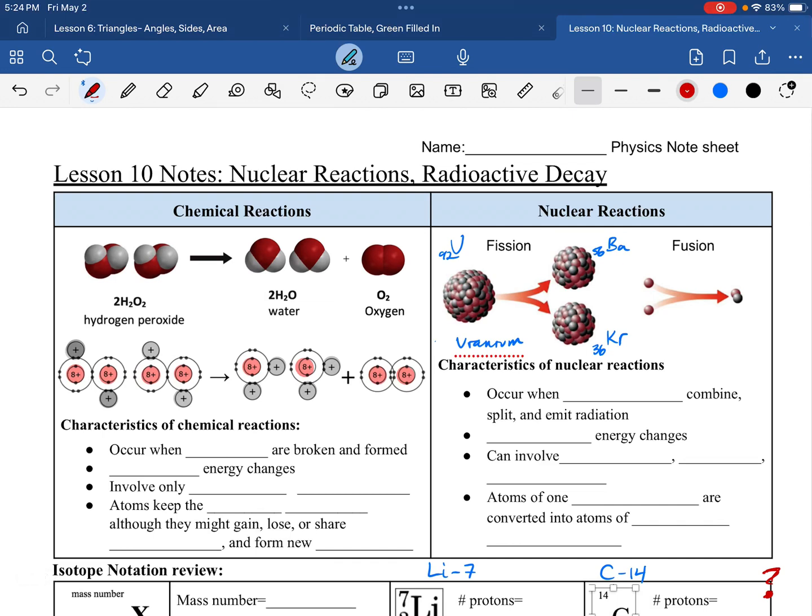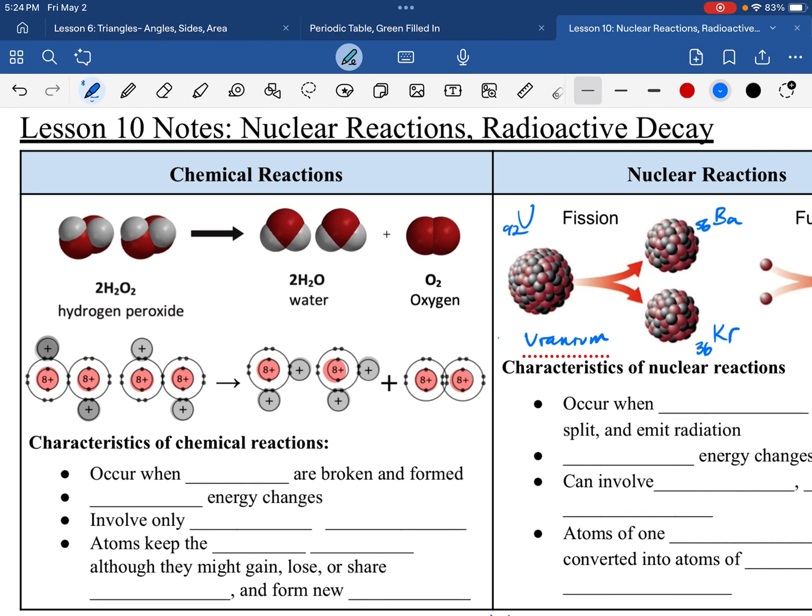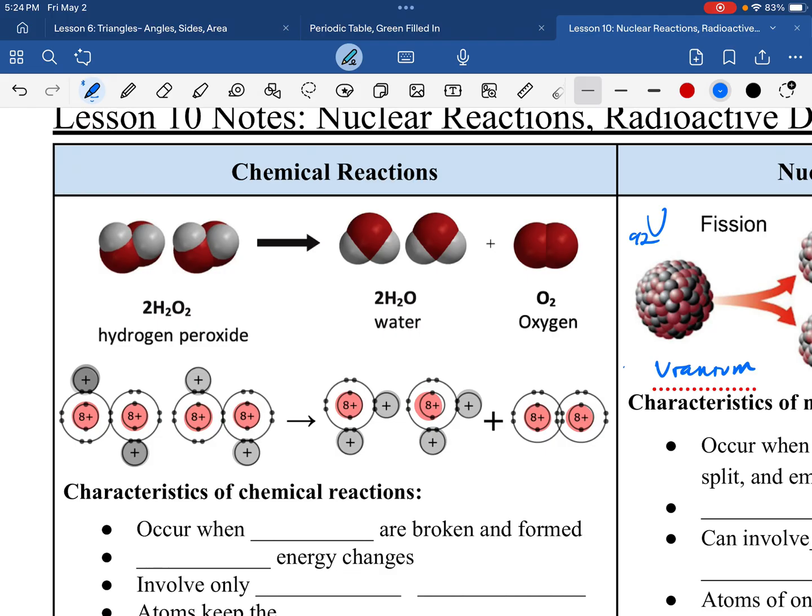Lesson 10, Nuclear Reactions and Radioactive Decay. So, we have learned about chemical reactions in the first semester, and as a little review, chemical reactions involve, here's an example of hydrogen peroxide breaking up into water and oxygen.